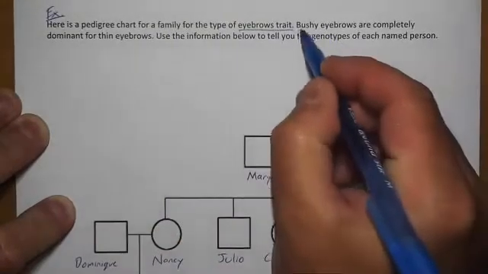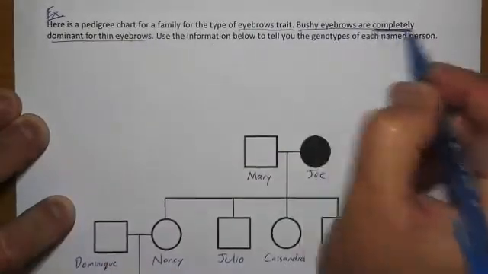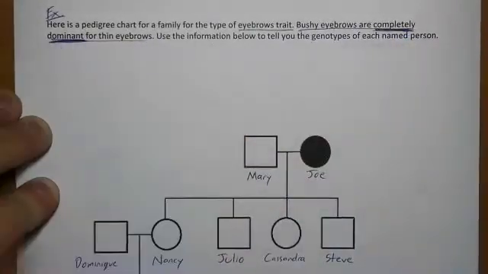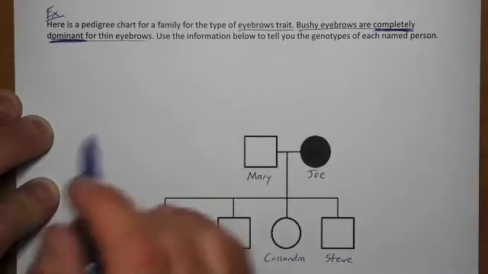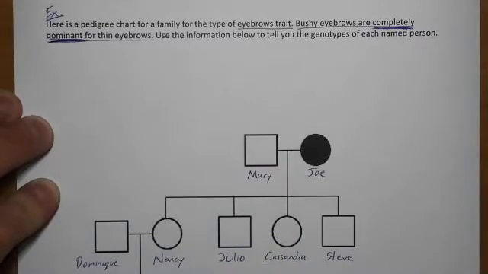All right, bushy eyebrows are completely dominant to thin eyebrows. Notice it tells you what type of trait it is, completely dominant. If it was codominant, it would have to tell you it's codominant. If it's sex-linked, it would have to tell you that it's sex-linked. And so this becomes powerful information. So if it's completely dominant, we know we're dealing with one capital and one lowercase. Typical type of genetics problem.